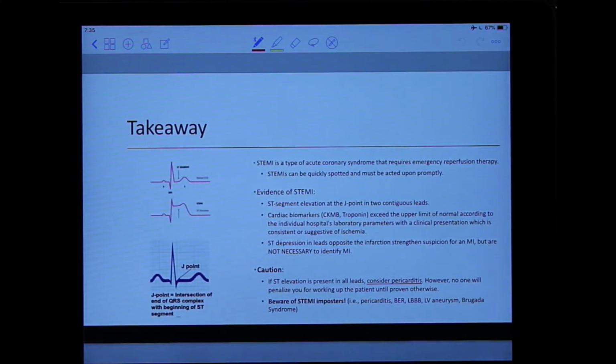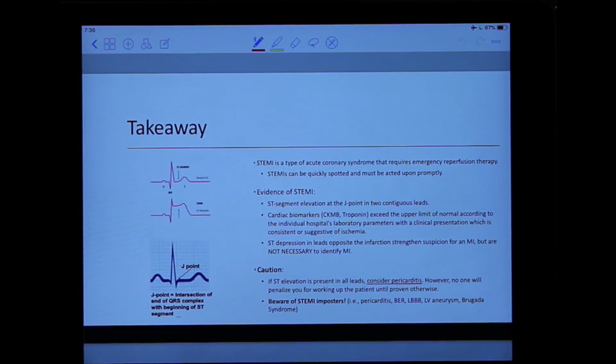So just some takeaways. STEMI is a type of acute coronary syndrome that requires emergency reperfusion therapy. STEMIs can be quickly spotted and must be acted upon promptly. Some evidence of a STEMI will be ST segment elevation at the J point in 2 contiguous leads. CKMB and troponin, which are cardiac biomarkers, will also exceed the upper level of normal, according to each individual hospital's laboratory parameters, and with a clinical presentation that is consistent or suggestive of ischemia. So this would be chest pain, diaphoresis, sweating, things that we talked about earlier.